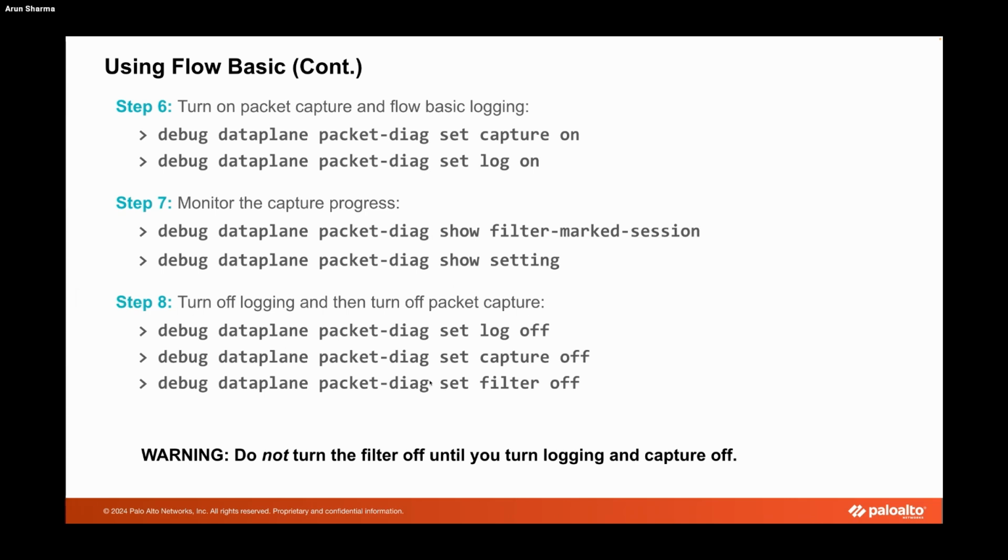Okay, once done, you can turn off logging and then turn off packet capture by running these commands. Packet-diag set log off, this will turn off flow basic. Then you have to turn off packet capture, and then you can turn off the filtering. There is a warning: do not turn the filter off until you turn logging and capture off. So always keep that in mind, because filter is very specific and narrow, and we are instructing the firewall that whatever you are trying to do, just do it for this traffic.